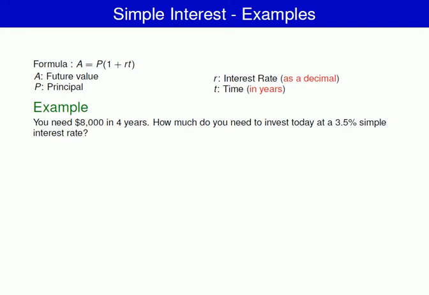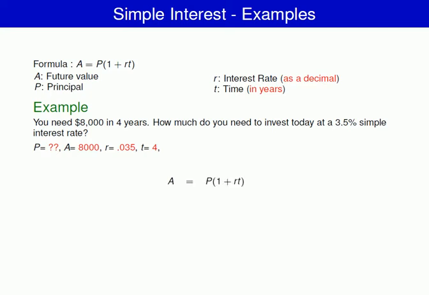Question is, 8,000: is it P or A? You see that you need it in 4 years, not right now. You're not starting with 8,000, you're ending up with 8,000. So that's your future value. So these are the labels I need to fill in. We are not given P, but we know what A is, and we know R as a decimal is 0.035 and T is 4 years.